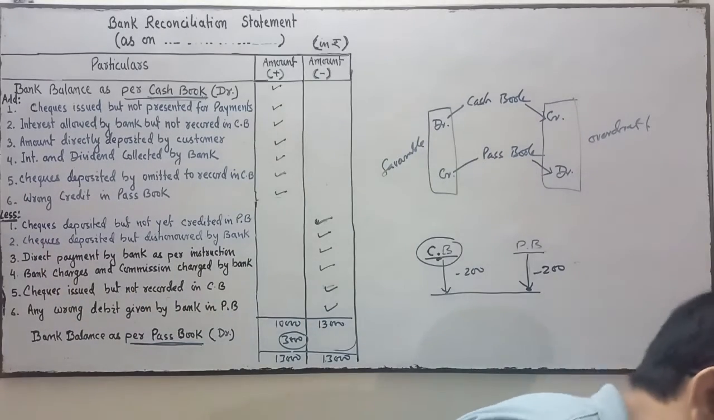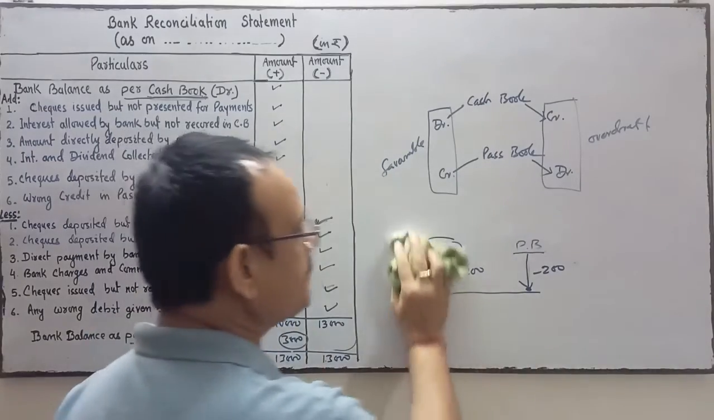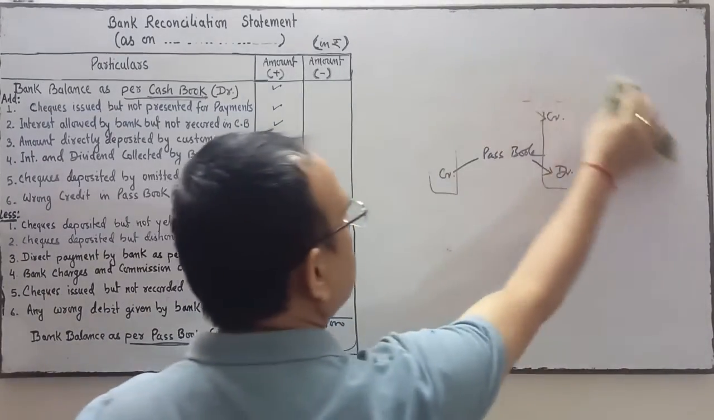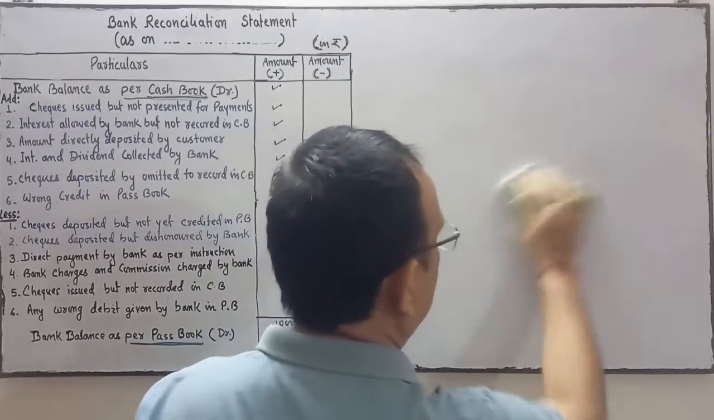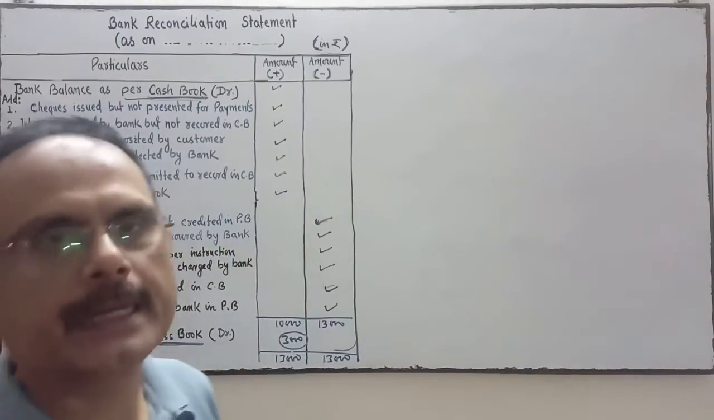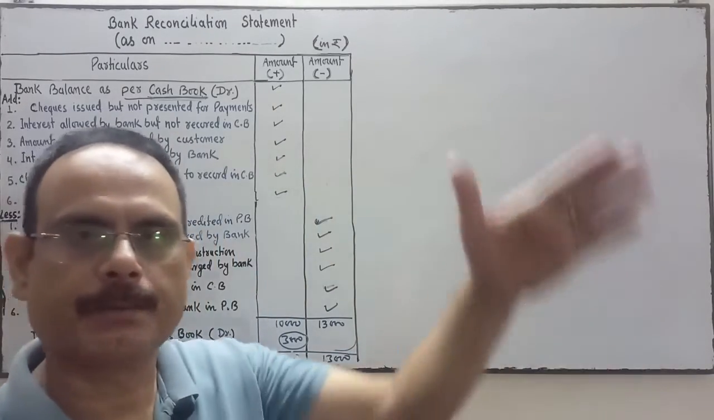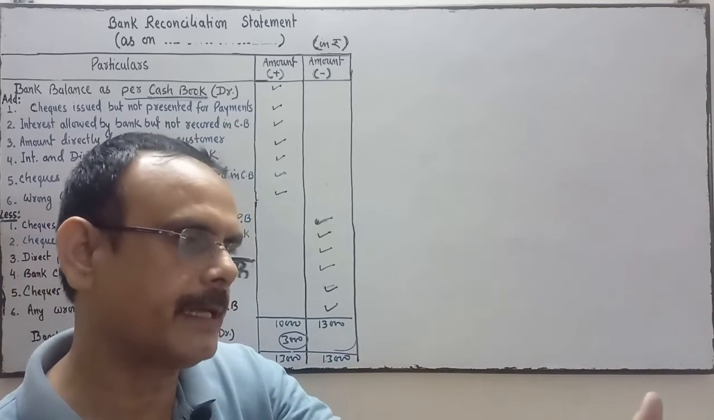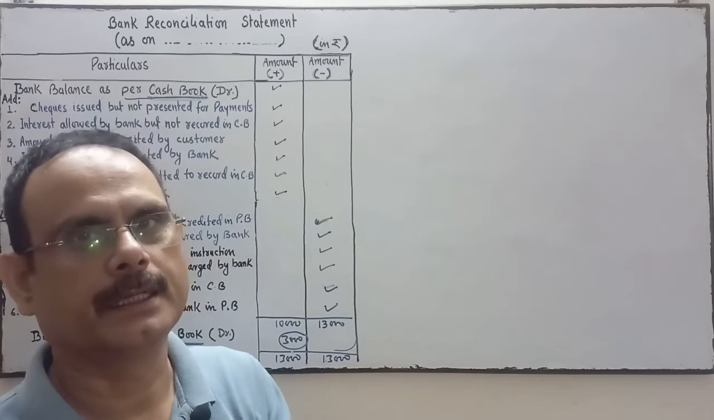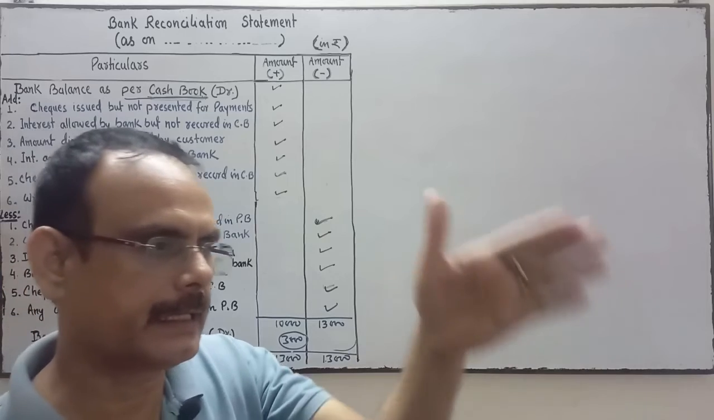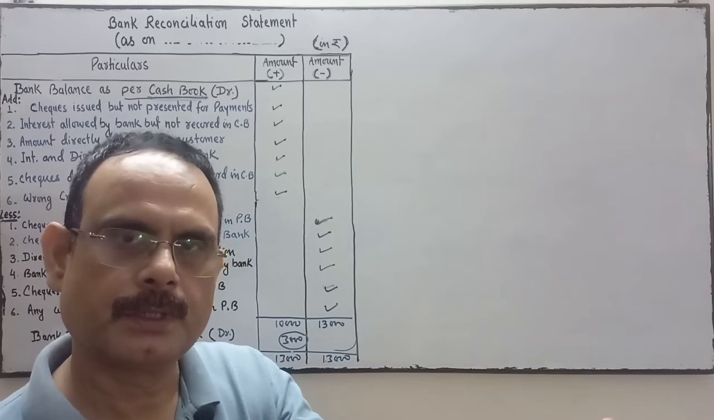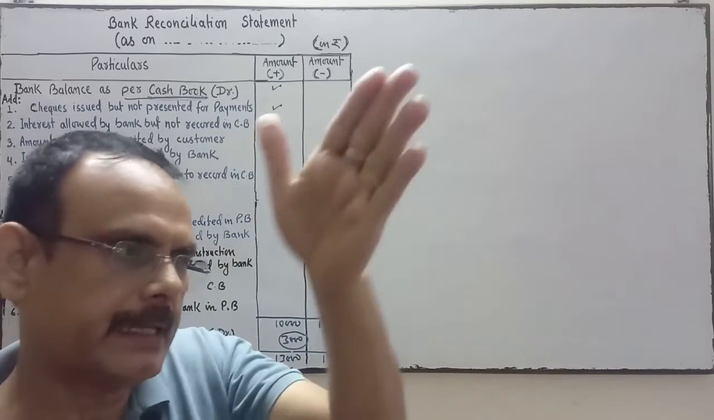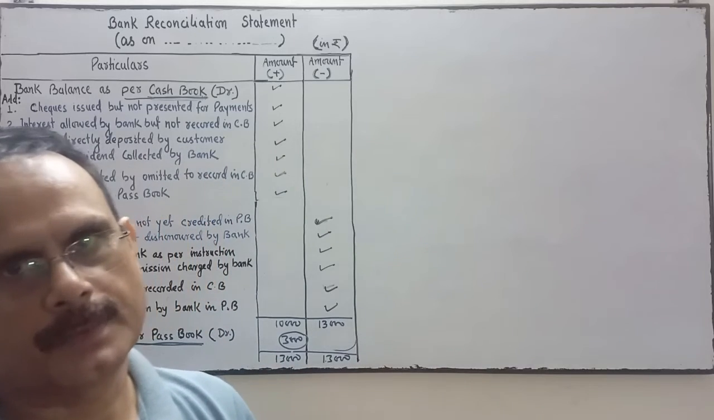What we record in the cash book debit side, the same transaction is recorded by the bank in the credit side. The transaction which is recorded by us in the debit side of the cash book in the bank column is recorded by the bank in the credit side. And what we record in the credit side in the cash book, the same is recorded by the bank in the debit side.